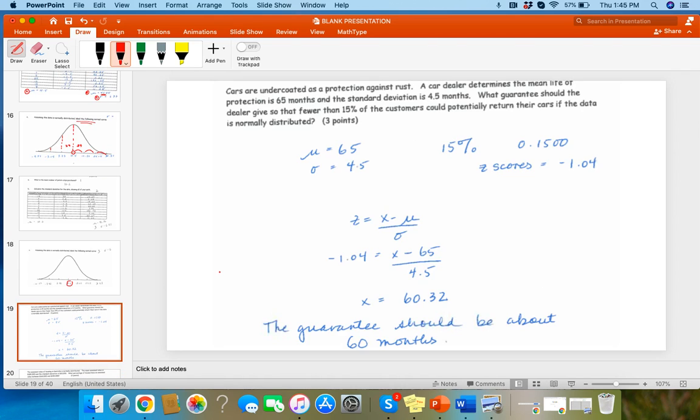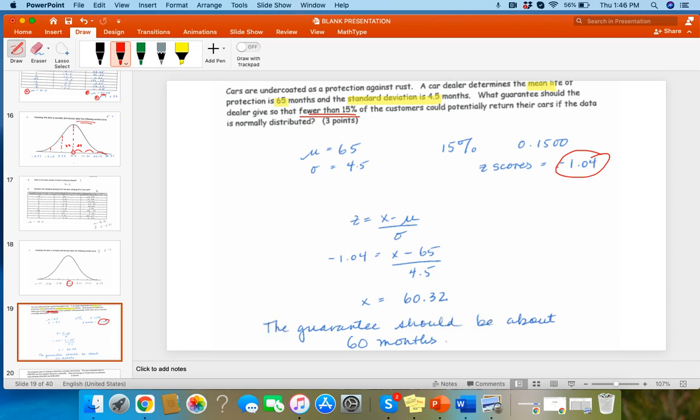Okay. Question number 2 was the same in both versions, a standard question, something you definitely have to be able to do. If you go through and look at what they give you, a car dealer determines the mean is 65, and the standard deviation, 4.5. What guarantee should the dealer give so that fewer than 15%? So we want to know to the left of 15%. We have our mean, we have our standard deviation. Our percentage is written as a percentage, so we need to change it into a decimal so we can use our z-score table and figure out what our z-score is.